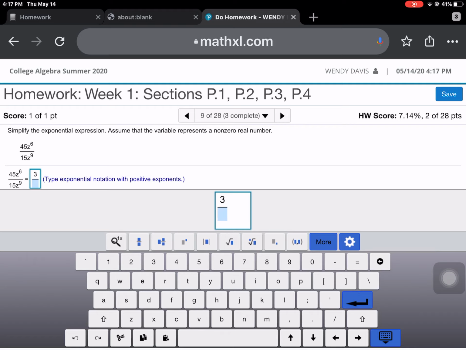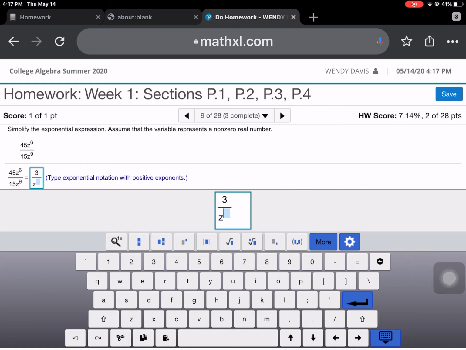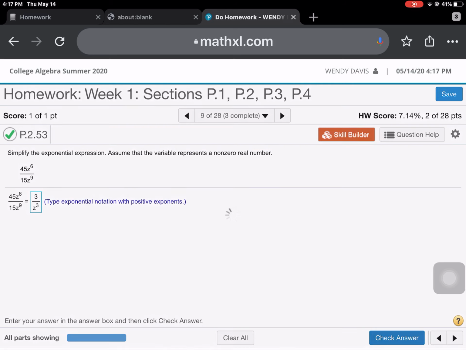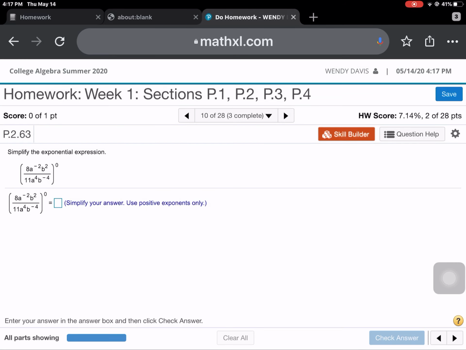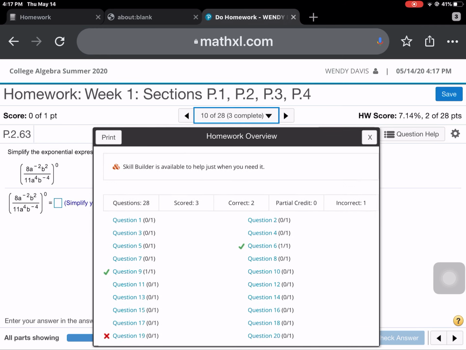Now, in the denominator, I have z to the 9th. In the top, I have z to the 6th. 9 is bigger than 6, so I'm going to have 9 minus 6, z to the 3 on bottom. So I'm going to hit z, and the exponent is that fourth thing from the left, a square with a square at the top. So 3. Okay, let's go to number 12.